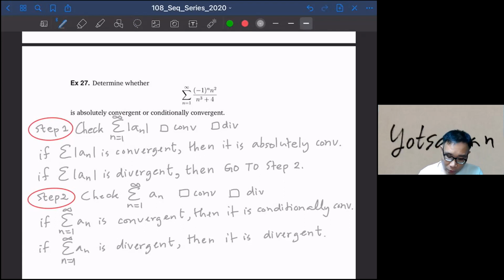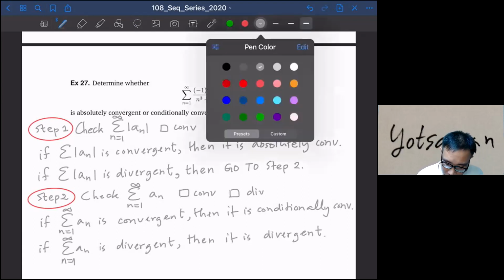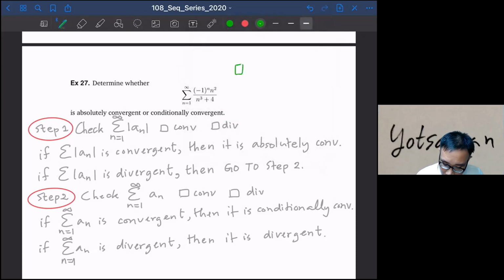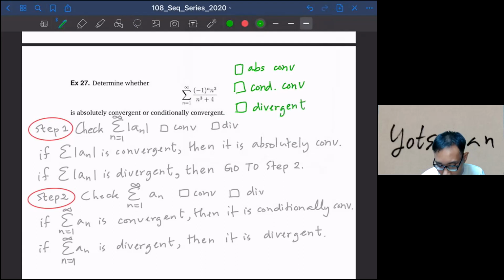Okay, so for this question, it's going to be 3 options: absolute convergence, conditional convergence, or divergent. And the way to do it is going to consist of 2 steps, step 1 and step 2, in order to reach this conclusion.